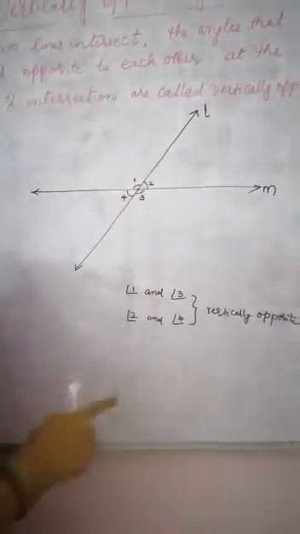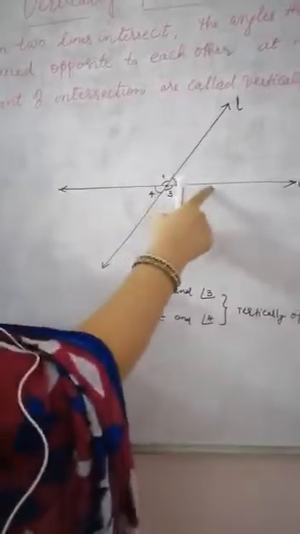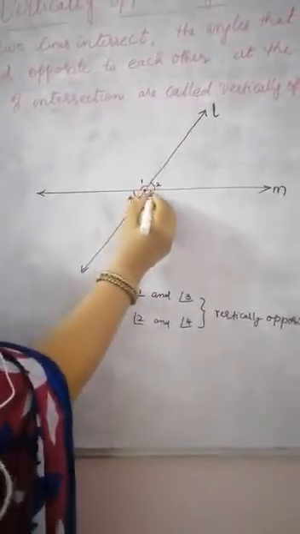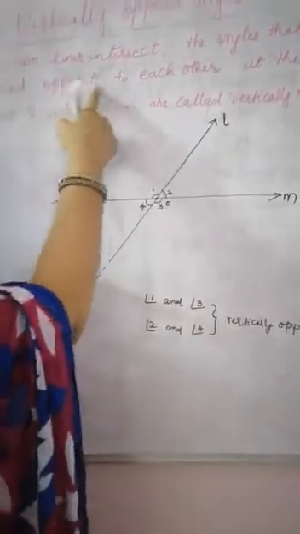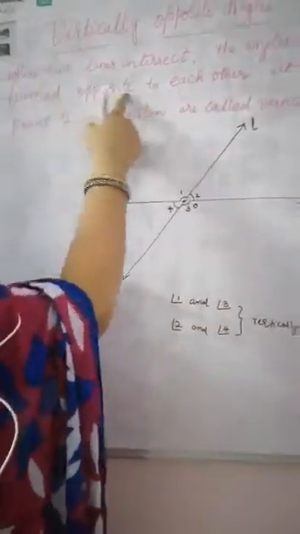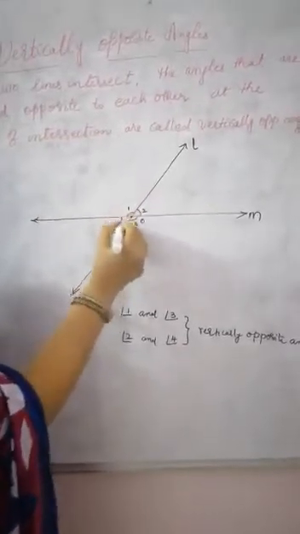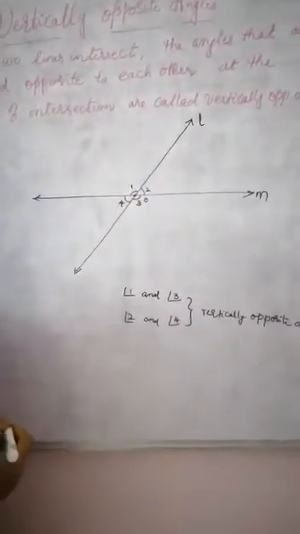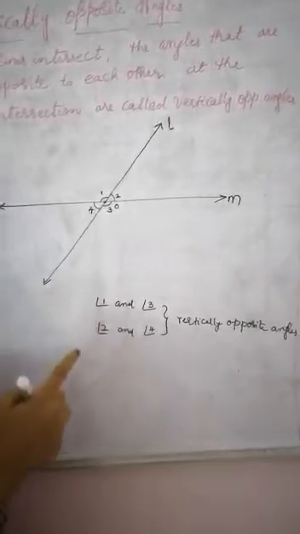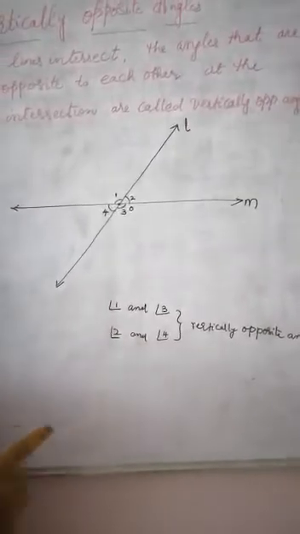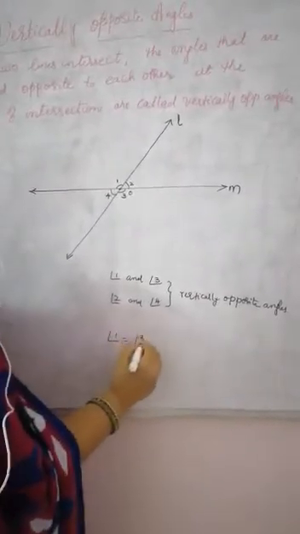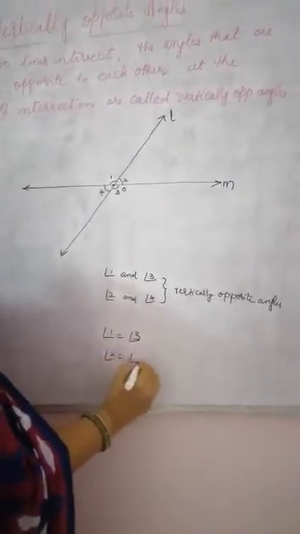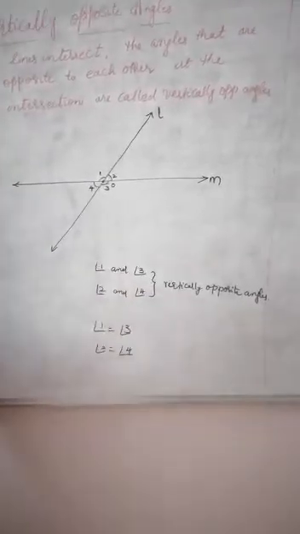One more thing you have to remember. When two different lines intersect at a common vertex point O, the angles formed opposite to each other are called vertically opposite angles, and vertically opposite angles are equal. Angle 1 is equal to angle 3, and angle 2 is equal to angle 4. Always remember, children.